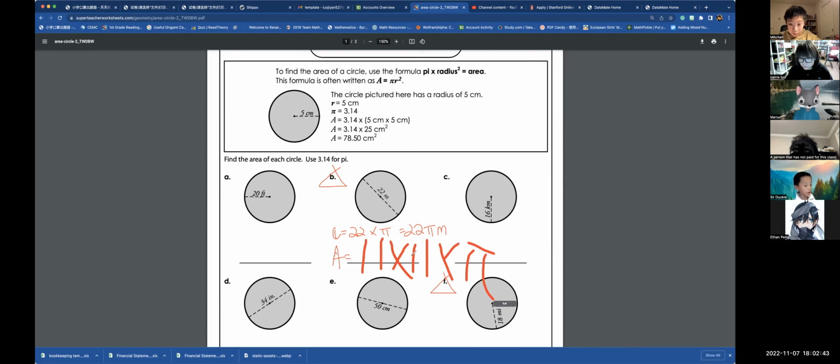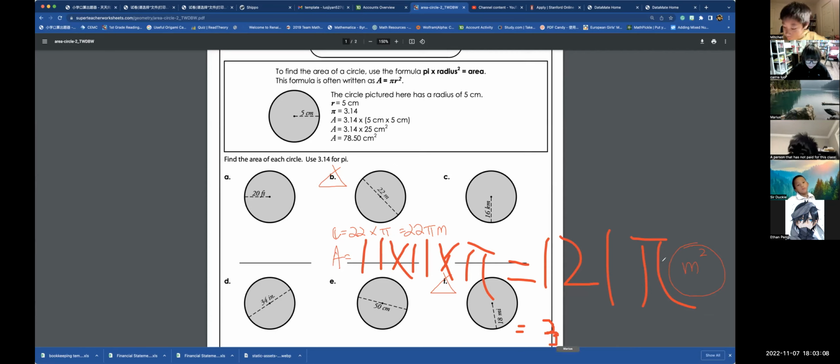Okay, Kai is doing that. Sir Ducky, you're not doing. Solve the first one. Okay, but this one is not right. It should be meter square. Everybody, we have to have the 121 pi meter square. Understood? This part is very important. Understand, Kai? Okay, understand, Ethan? Okay, good job.